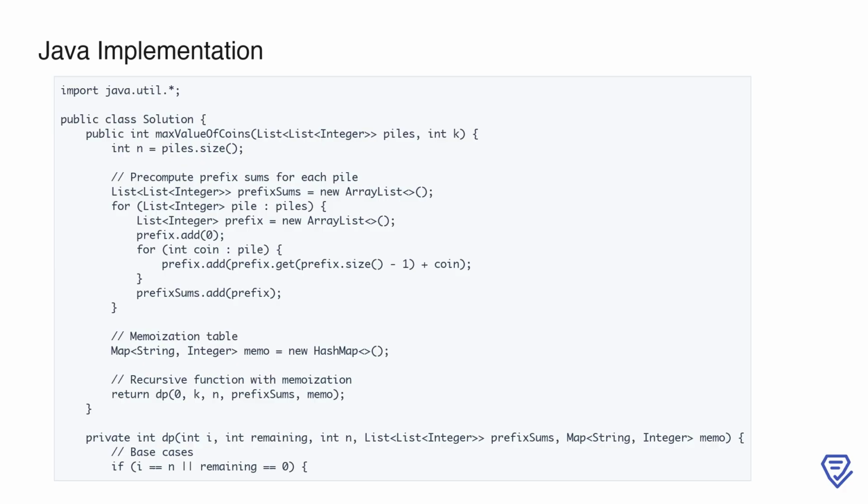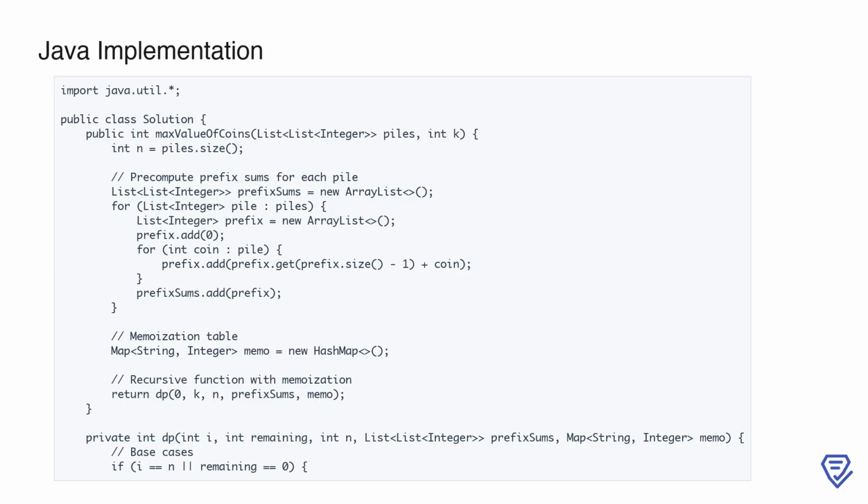First, we determine the total number of piles, n, and then proceed to pre-compute the prefix sums for each pile. The prefix sums allow us to quickly calculate the total value of taking any number of coins from the beginning of a pile, which is crucial for optimizing our solution. Each pile's prefix sum starts with a 0 to represent taking no coins, and we iteratively add the value of each coin to build the prefix list.